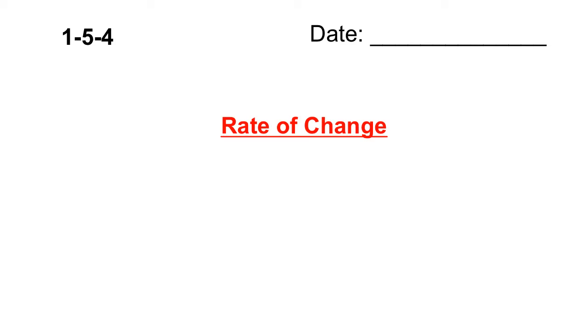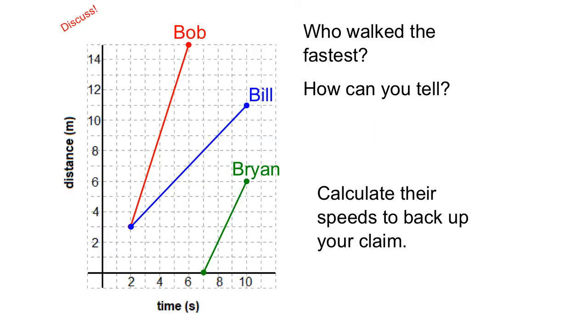The last few lessons we've been talking about scatter plots and lines of best fit, distance time graphs, and recognizing linear relationships using first differences. Now we're going to talk about something called rate of change. So we're going to talk about what that is and what it's used for in the context of linear relations. So I'll start with this example.